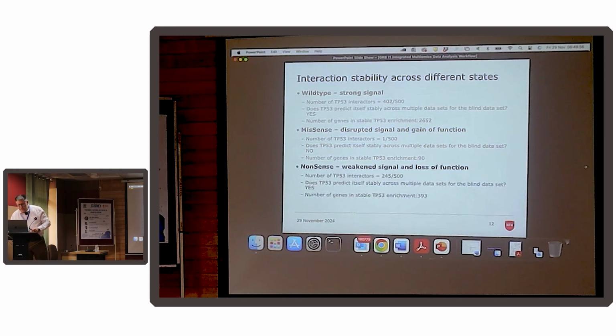We also had a nonsense state. Here is kind of a halfway house. We saw 245 things predicting P53, so something's happening here. It might just be that it's a low level of expression. It's not completely deleted. It's effectively not much signal coming from it. P53 did predict itself, and we had 393 stable interactors. So we've got a weak signal here. It's not as clear as the wild type. It's less stable, but it's less stable because there's less signal.